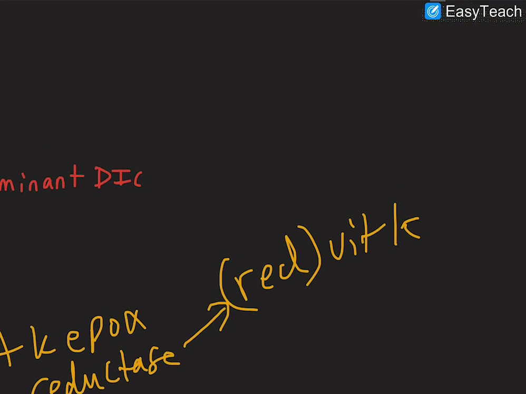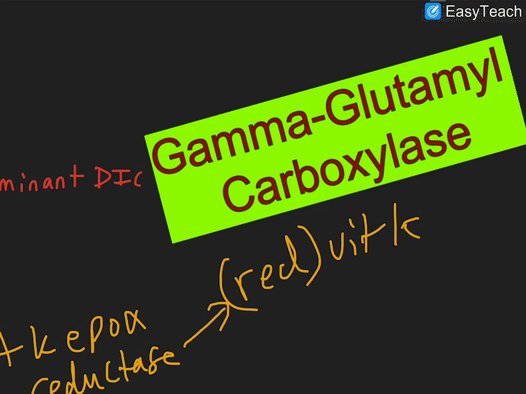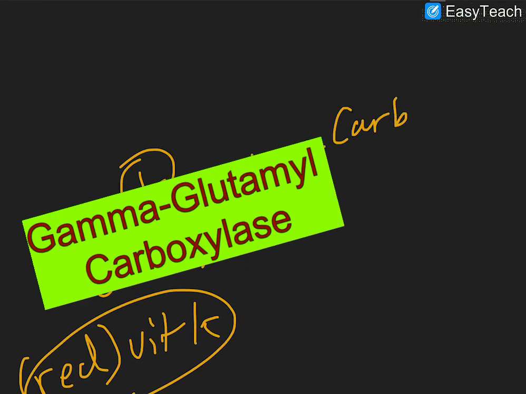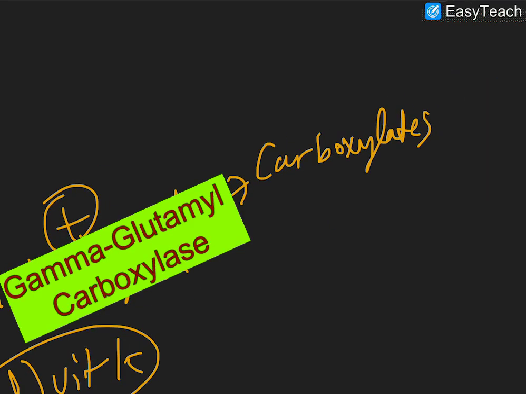And you need the reduced form for the enzyme. Remember this enzyme, gamma glutamyl carboxylase, right? You need the reduced form of vitamin K for this enzyme to work. And what does this enzyme do? It carboxylates glutamic acid residues of certain factors, like factors 2, 7, 9, and 10 that your liver makes.